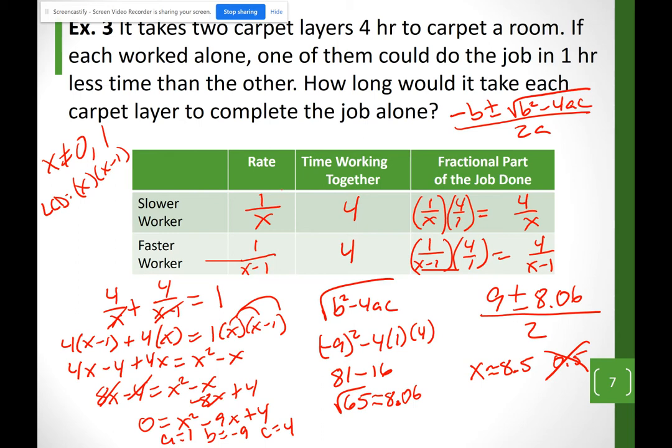Remember in the rate, I said the slower worker is going to complete one job in X many hours. I know the value of X now. So the slower worker, what's his rate? How long would it take him to complete the job? He's going to complete it in 8.5 hours. How about the faster worker? Remember, we know the value of X now. Just plug in the value of X there. So we have 1 over 7.5. That means that one job gets done in 7.5 hours. And then together, will they do it in 4 hours?